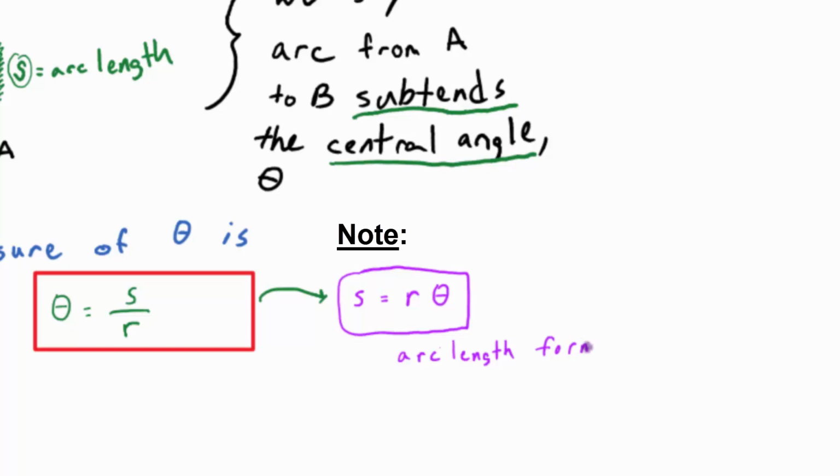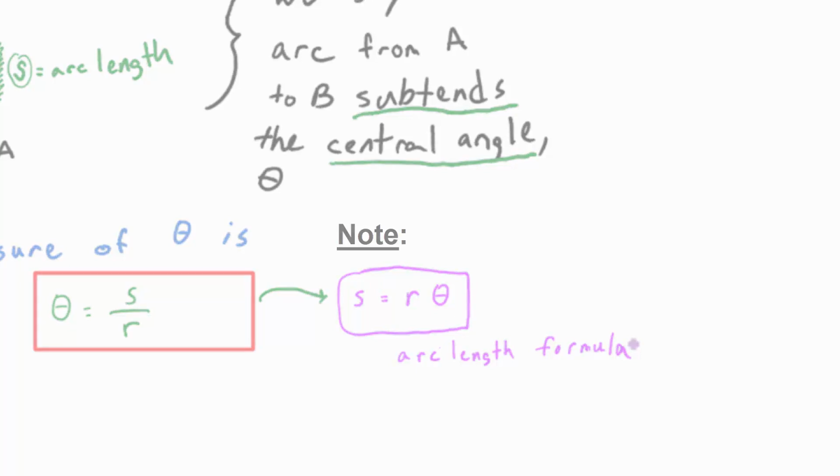So you have to memorize either the definition of radian angle measure or the arc length formula, and you can come up with the other one. In other words, if you remember S equals R times theta, theta has to be in radians. And if you divide both sides by R, you get theta equals S over R, which is the definition of radian angle measure. So either way you remember, you only have to remember one formula. You get 2 for 1. What a deal. 2 for 1.